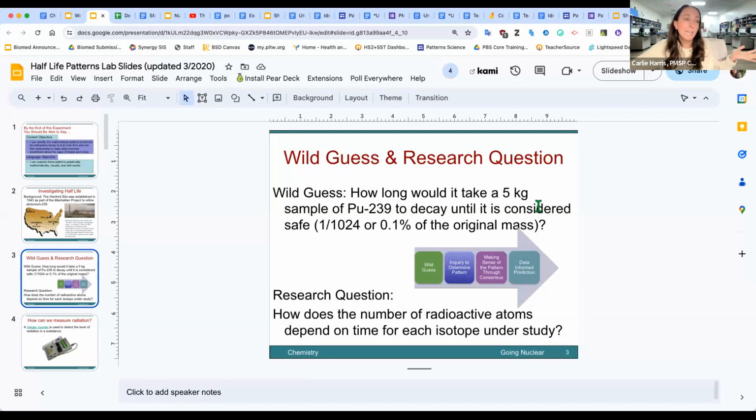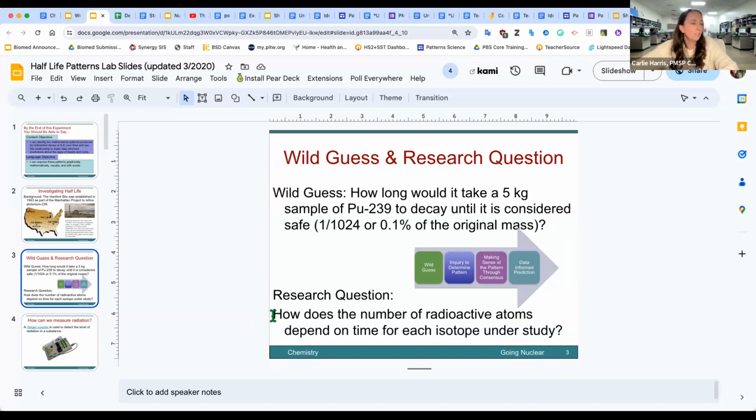So how long would it take a 5 kilogram sample of plutonium-239 to decay until it's considered safe, right? My students have no idea, right? They're just throwing out random times, and that's fine. That's what we're asking them to do.